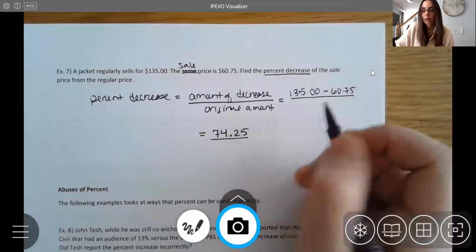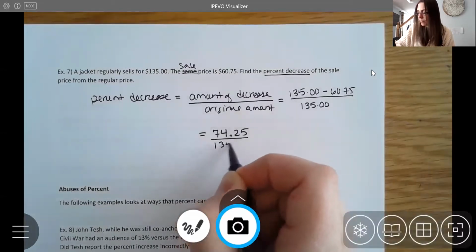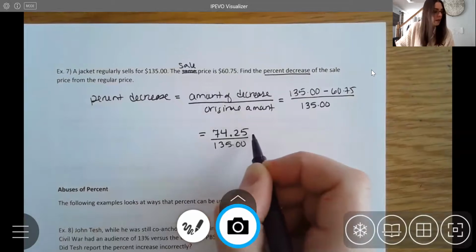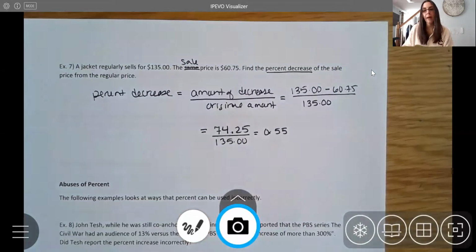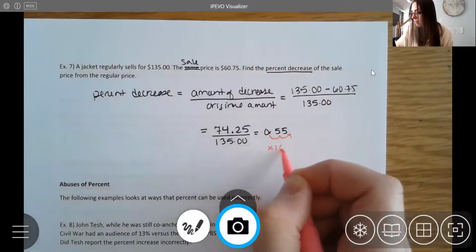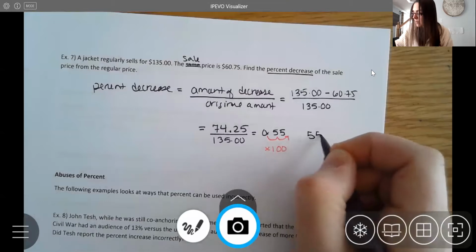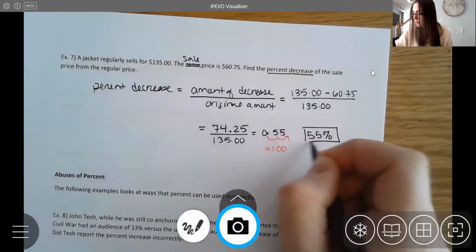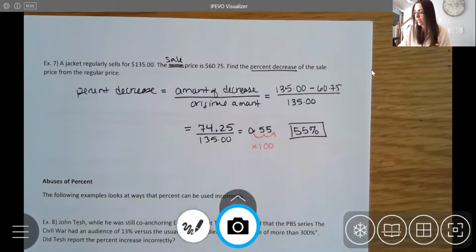Now, my original value here was 135. Okay. And what I get is 0.55. So that would be my answer in decimal form. And if I want it in percent form, I'm just going to multiply it by 100. So this becomes 55%. Okay, so that jacket was on sale for 55% off is basically what's happening here.